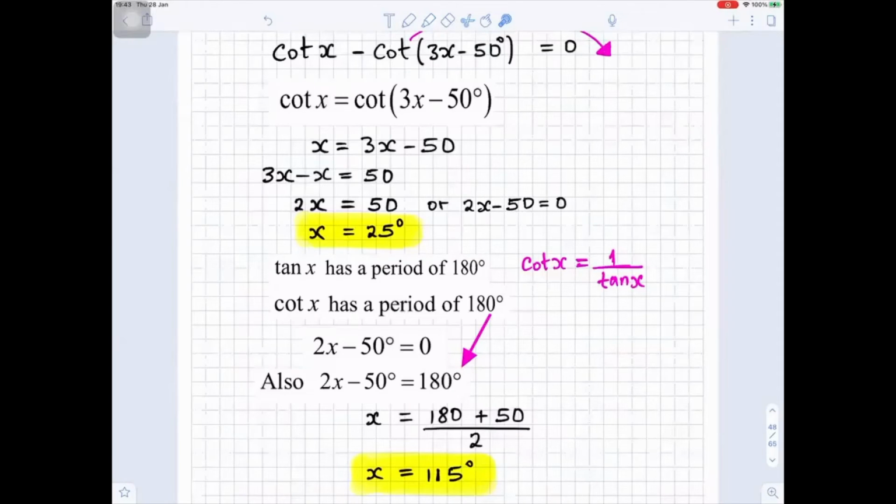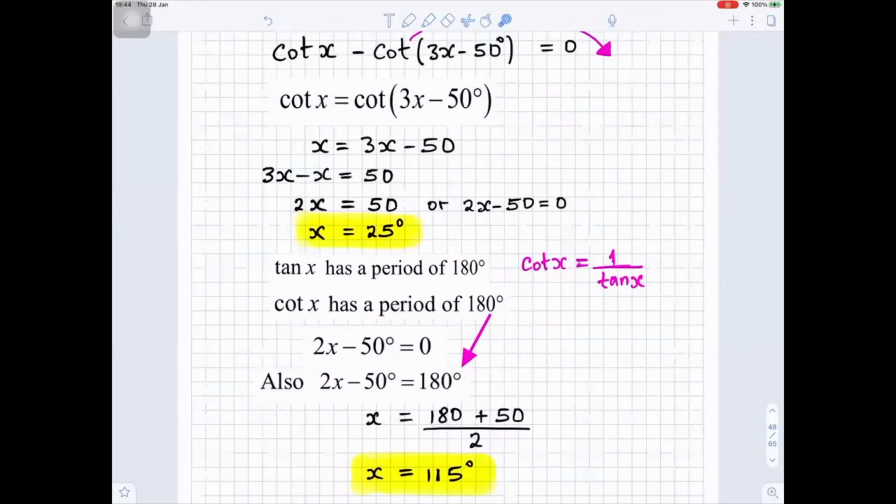Now you notice that you have cot x on the left, cot on the right. So we can remove the cot. That means 3x is equal to 3x minus 50. So if you take x to the right hand side, it becomes 3x minus x. And take the minus 50 to the other side, it becomes 3x minus x equals 50. 3x minus x is 2x. So 2x equals 50, and x is 25.